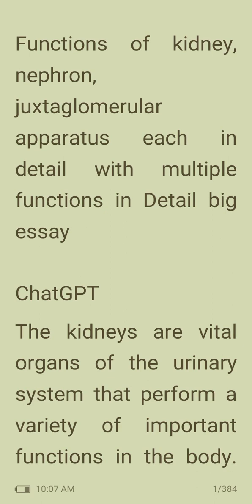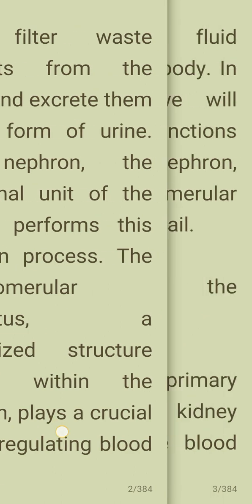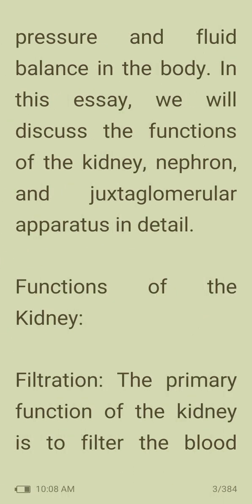The kidneys are vital organs of the urinary system that perform a variety of important functions in the body. They filter waste products from the blood and excrete them in the form of urine. The nephron, the functional unit of the kidney, performs this filtration process. The juxtaglomerular apparatus, a specialized structure located within the nephron, plays a crucial role in regulating blood pressure and fluid balance in the body.